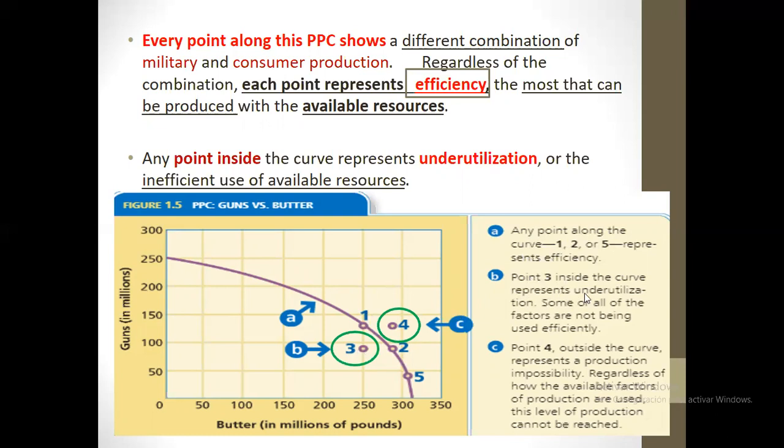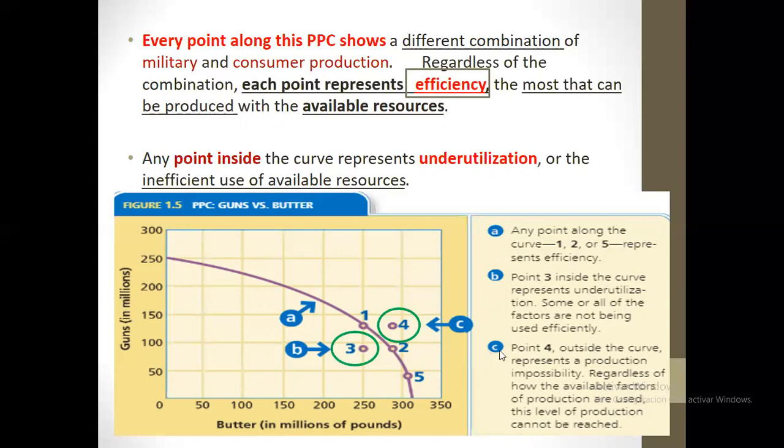Now, point 3, this is point 3 over here. Inside the curve represents underutilization. Some or all of the factors are not being used efficiently. No lo están utilizando de una manera eficiente. That's why they got this point over here.